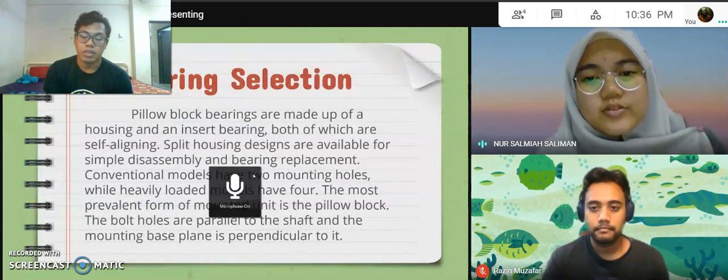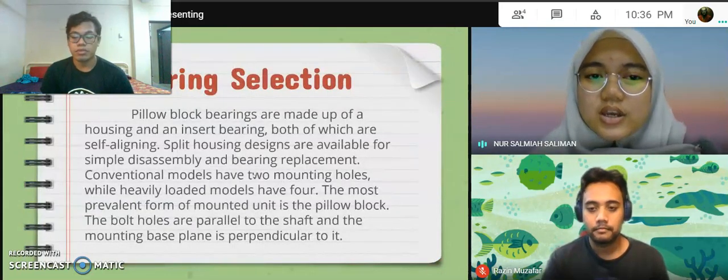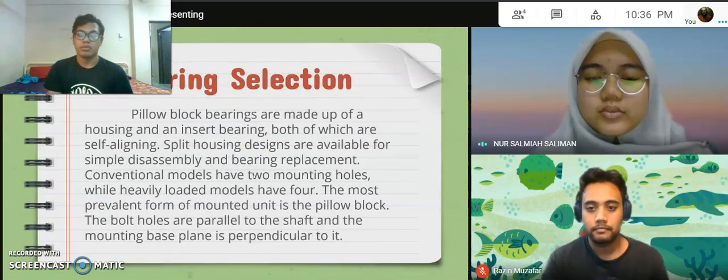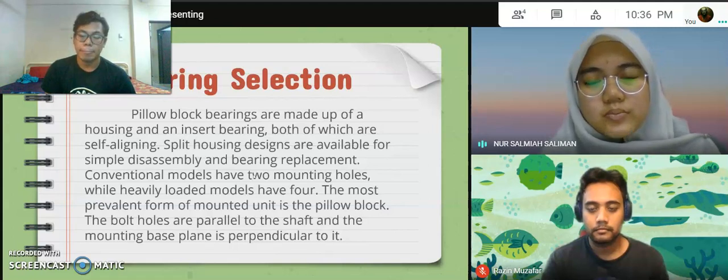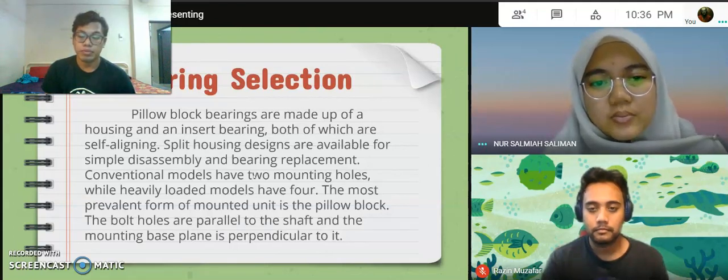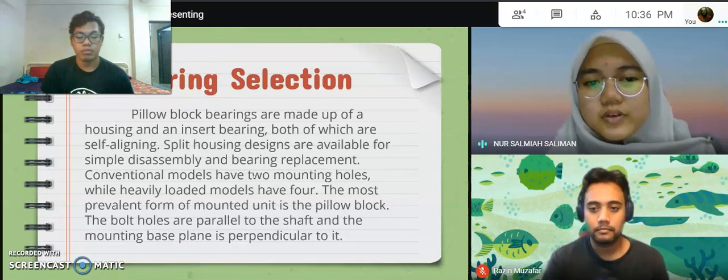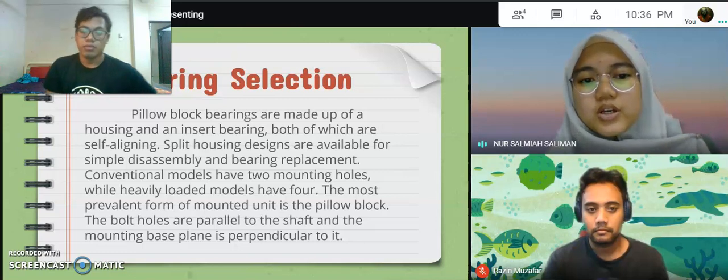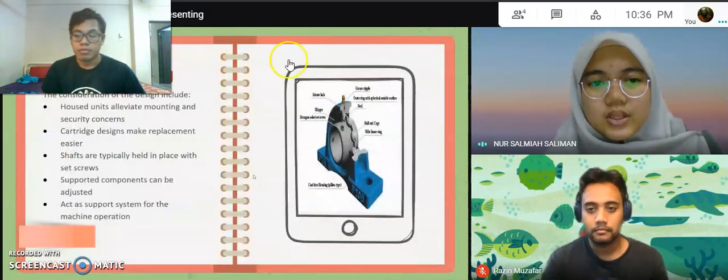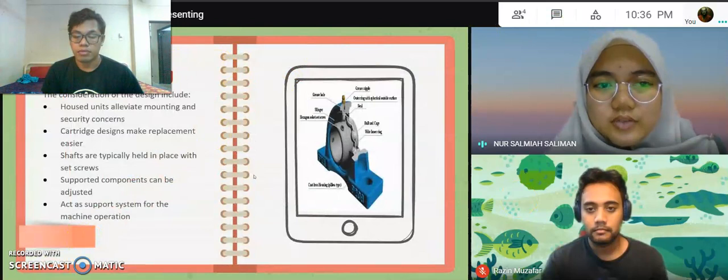Now we move to the bearing selection. There are many bearings that can be used in this sander machine, but we choose a mounted bearing. The mounted bearing that we choose is a pillow block bearing, made up of a housing and an insert bearing, both of which are self-aligning. This is the design of the bearing that we choose.